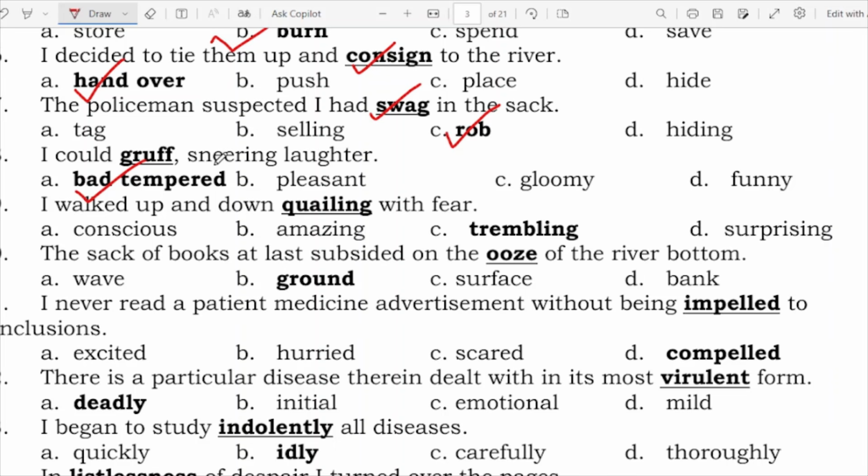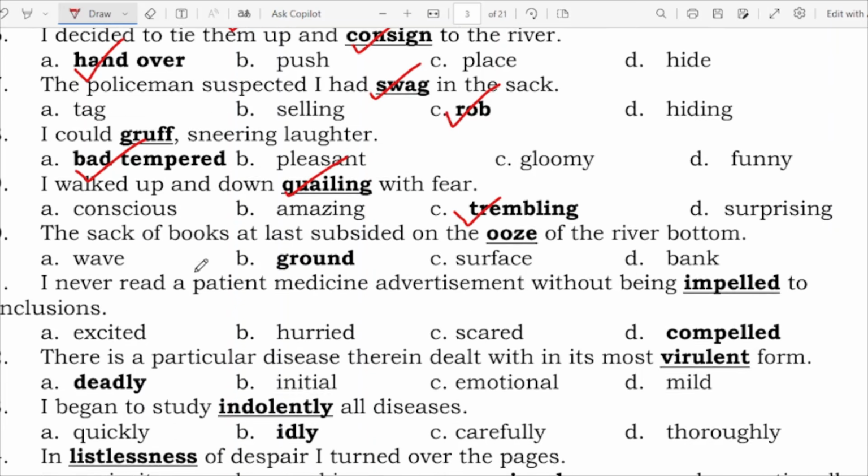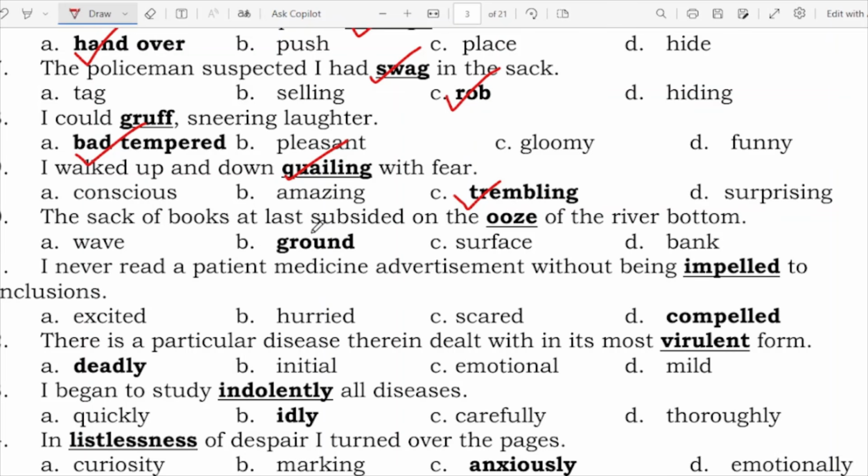inspectors, sneering, laughing at, mocking. I walked up and down, quailing, trembling with fear. The sack of books at last subsided when he had thrown the books on the ooze. Ooze means the ground of the river.